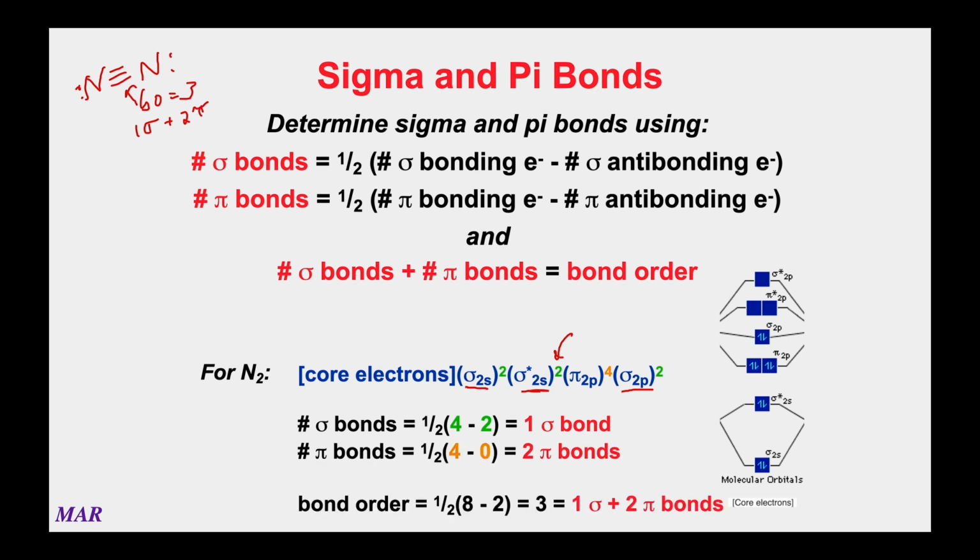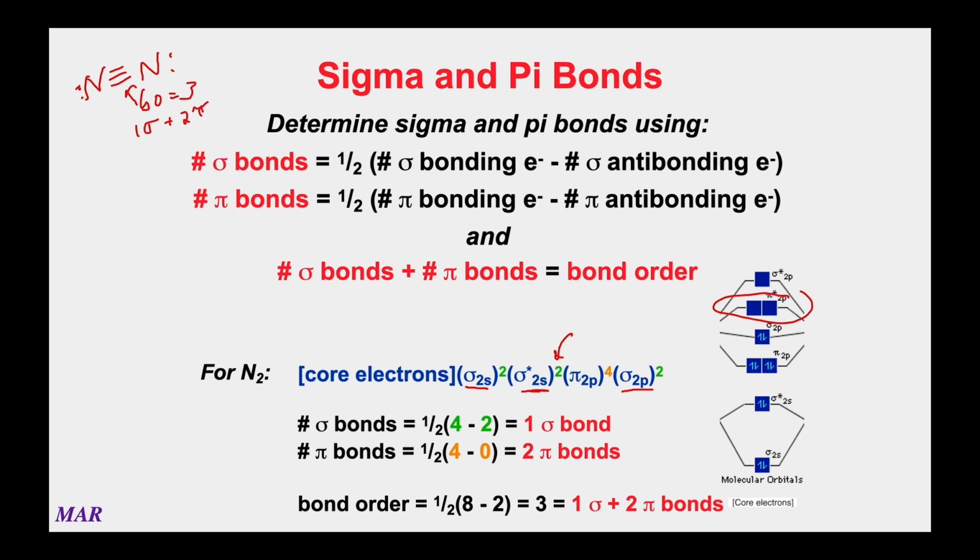We're going to do the same kind of thing for pi bonds. 1/2 (bonding pi minus anti-bonding pi). There are no anti-bonding pi's. Those would be the ones up there, and those are empty for this diagram. So 1/2 (4 minus 0), bonding minus anti-bonding, 2 pi bonds.